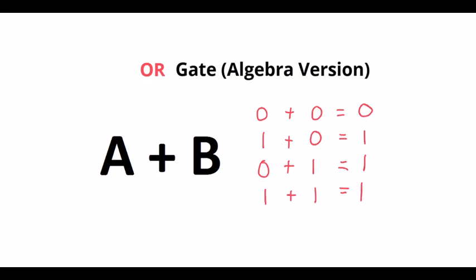Because we're in binary and we can only have a 1 or a 0, when we do 1 plus 1, we would only get an output of 1.